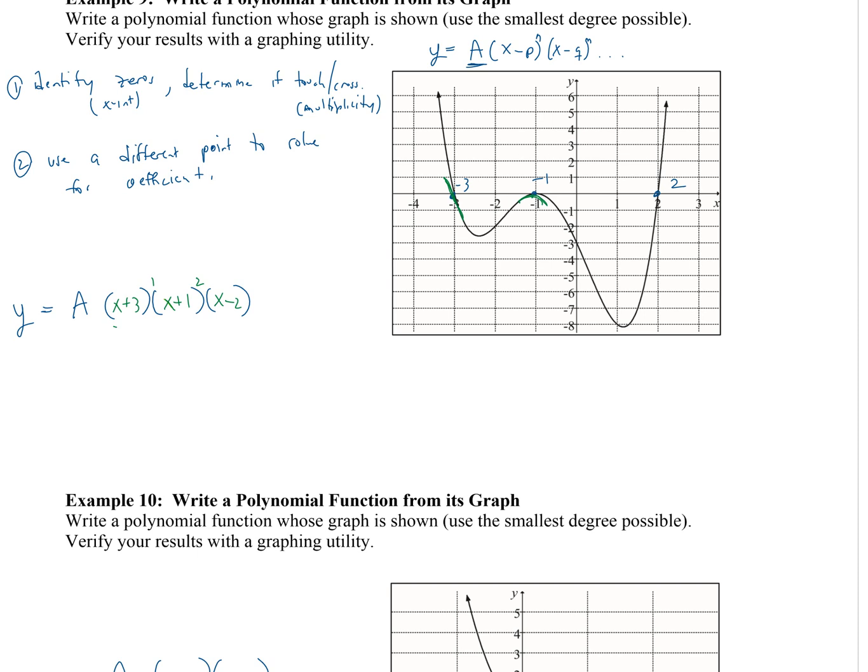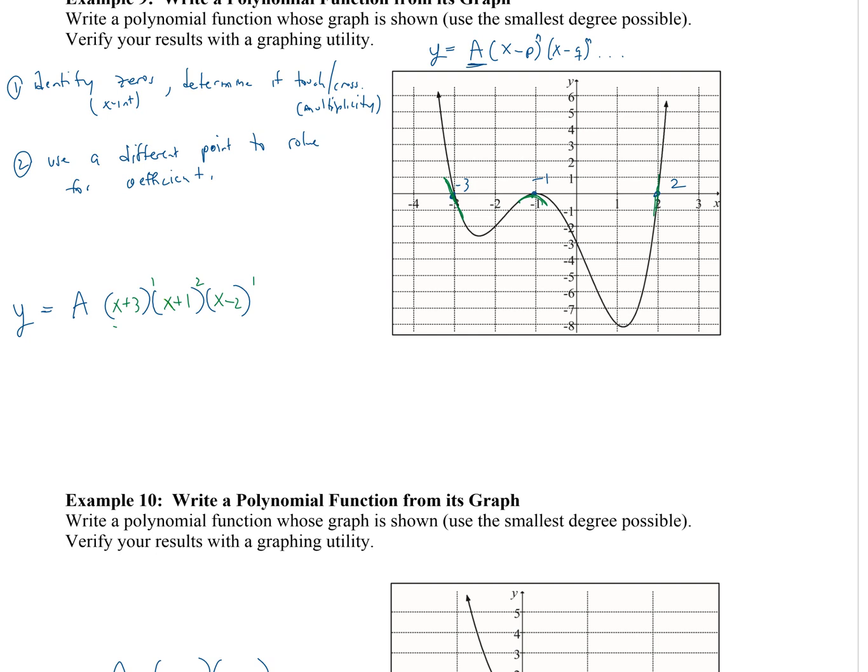Now remember, you're going to use the smallest degree for every factor. We're not going to put 200. We'll just say 2. And the same is true for the final x-intercept. At 2, it crosses. We're going to use a 1. You don't have to write 1, but I'm just doing it for the sake of the question. And now we have to figure out what a is.